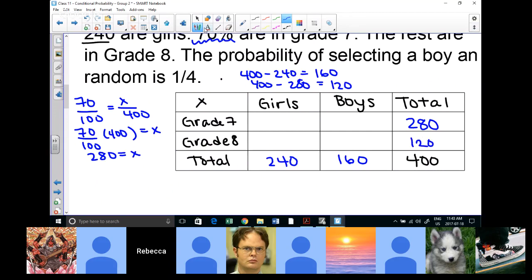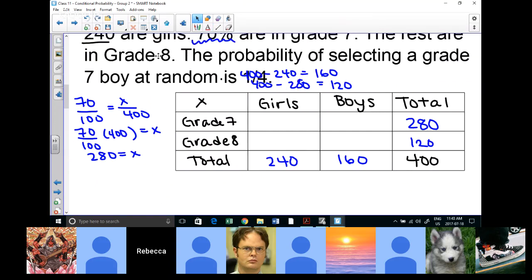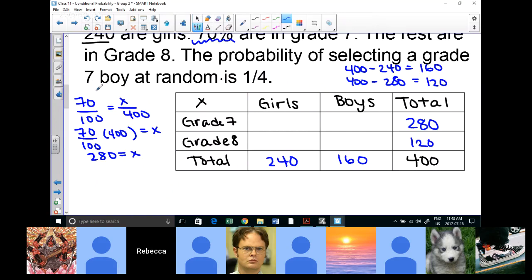Just change this question to a grade 7 boy. The probability of selecting a grade 7 boy at random is 1/4. So I have 1/4 of 400. That gives me 100. That is the number of grade 7 boys.